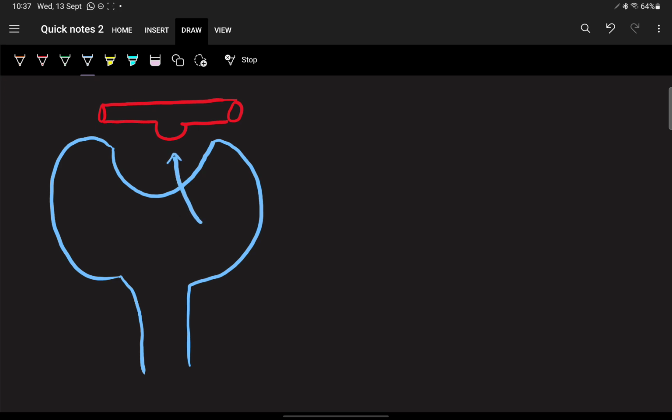So there is hydrostatic pressure. We will denote the hydrostatic pressure by P. What is the hydrostatic pressure that is present in the Bowman's capsule? I am not talking about the capillaries. We have hydrostatic pressure in the Bowman's capsule also. So the hydrostatic pressure that is present in the Bowman's capsule is 10 mmHg. We will denote this hydrostatic pressure by PB. P means hydrostatic pressure, and B means in the Bowman's capsule.